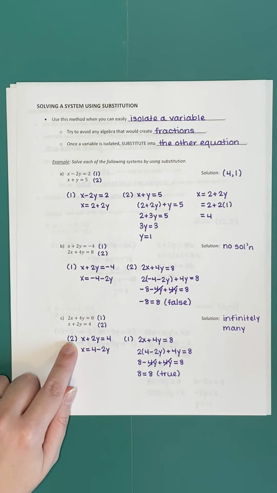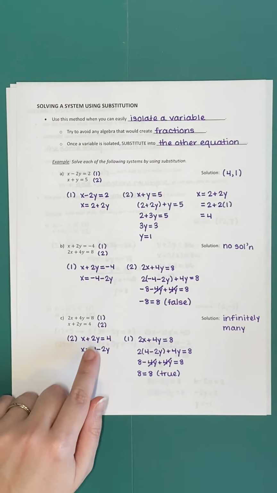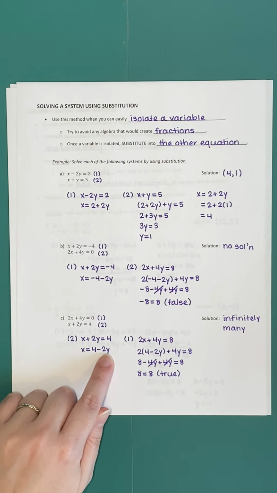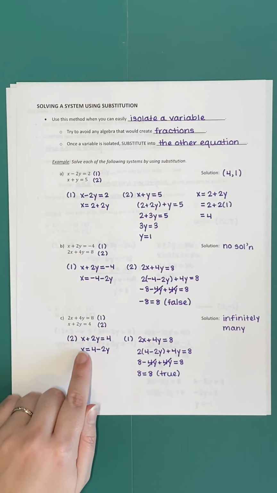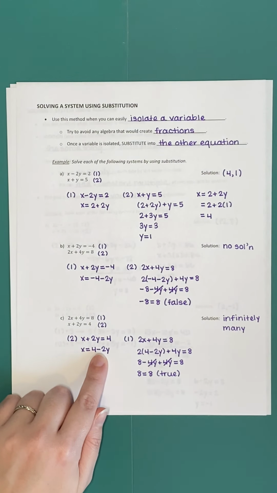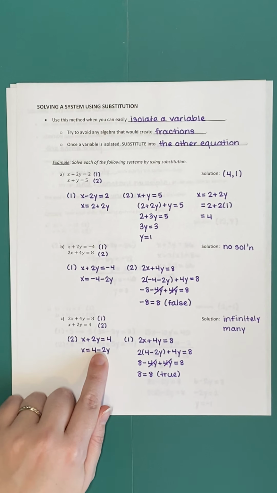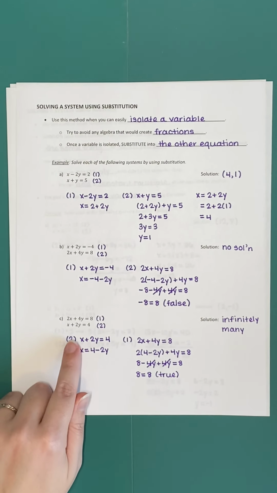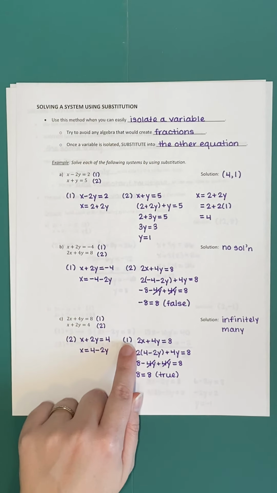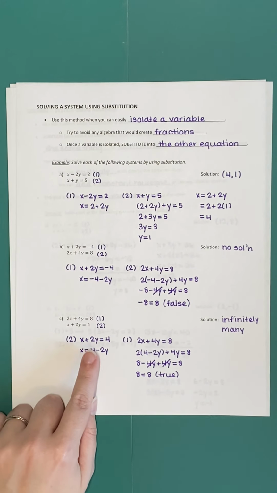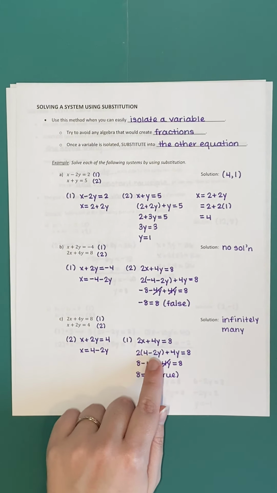So equation 2, we're going to isolate the x. So we have a plus 2y. I'm going to subtract it and move it over to the other side. So we now have an expression of x in terms of y. So wherever we see an x, we can put a 4 minus 2y instead because they are the same thing. Now here I used equation 2 first, which means I now have to use equation 1. I have my expression for x, so I'm going to substitute this in place of x.